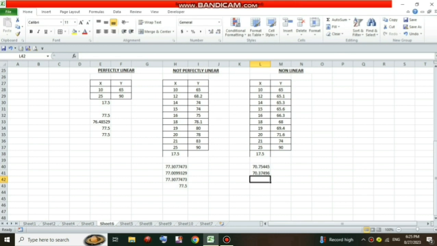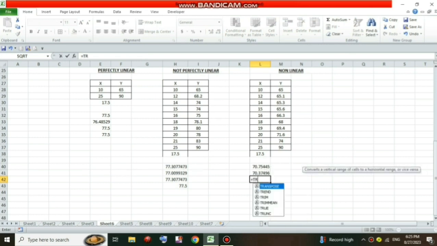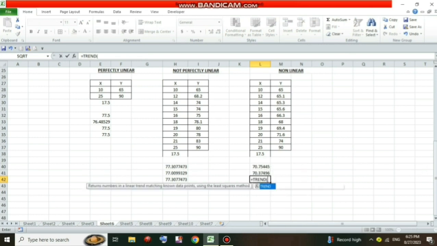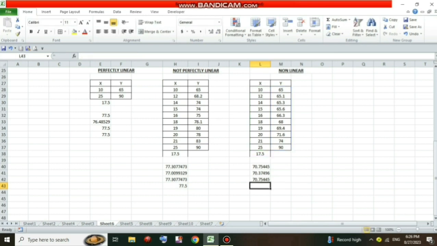So let me try to find it using trend. So trend, known y values. So the formula isn't changing at all, so it's similar. We are just comparing how we are getting the values using different functions. And the new x value is this. So close the bracket. Okay, so now you can just see the formula, so you can make a comparison.